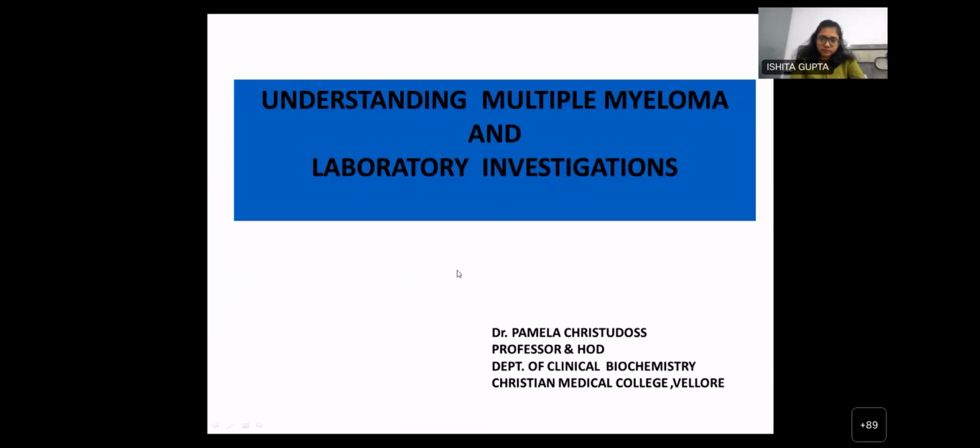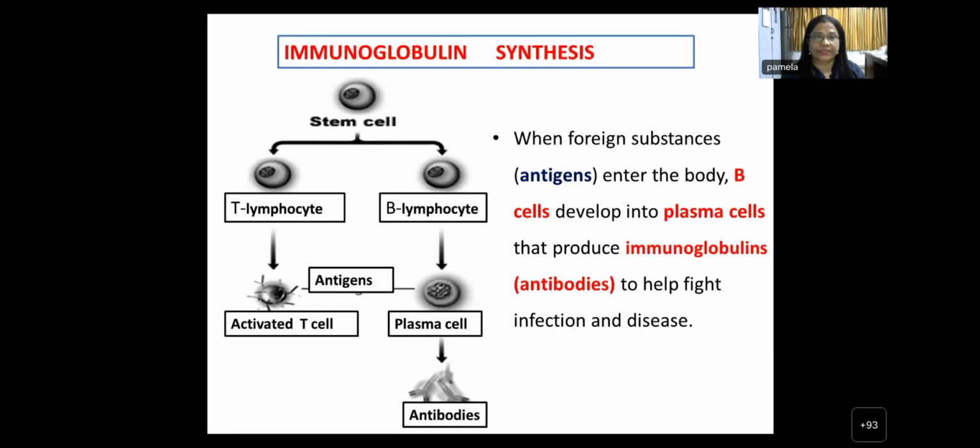Yeah, so we will start with understanding multiple myeloma and laboratory investigations. Basically, to understand what multiple myeloma is, we need to know what is an immunoglobulin. When foreign substances like antigens enter the body, the B cells develop into plasma cells that produce immunoglobulins, in other words, antibodies, to help fight infection and diseases.